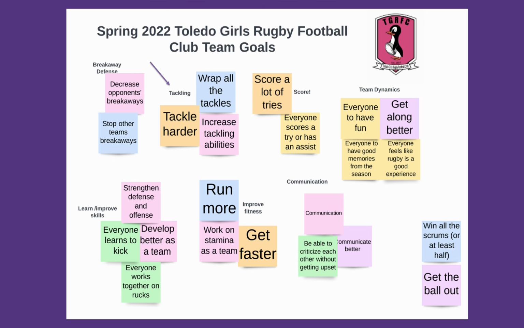And you can see here we have a theme of tackling. They wanted to get better at tackling. They had some desire to work on their team dynamics. And they wanted to learn new skills and get better. So you could see how this was actually very useful. Themes and patterns emerged, and it allowed the kids, my athletes, to see that they were on the same page for the most part.